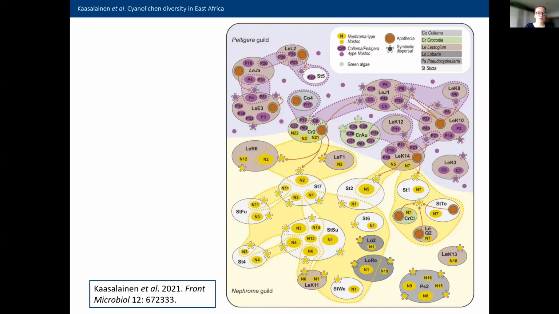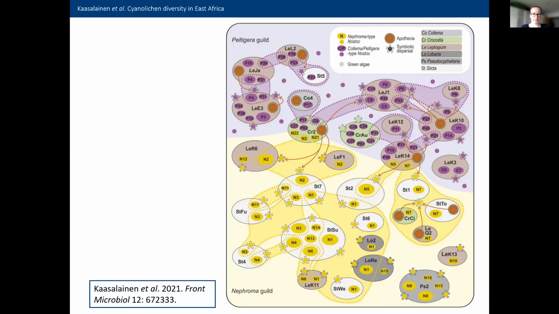So here we have this kind of schematic presentation of the same situation in the Taita Hills and how these guilds might actually work. And this doesn't include all the species, but a good collection of them. So here the big ovals represent lichen species, and each genus has its own color and then letters. So Sticta is with light gray, Leptogium with this brown, and for example, Crocodia this green. Yellow again refers to Nephroma type nostoc and the Nephroma guild lichens, and lilac here to Peltigera/Collema type nostoc and Peltigera guild lichens.